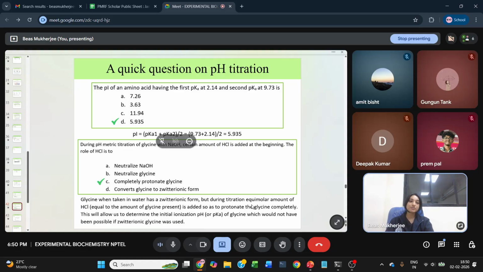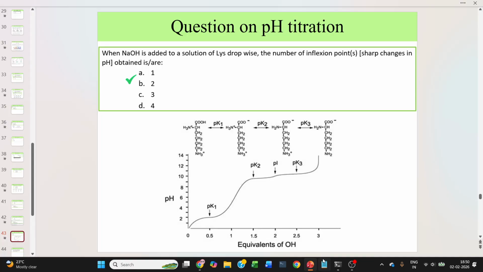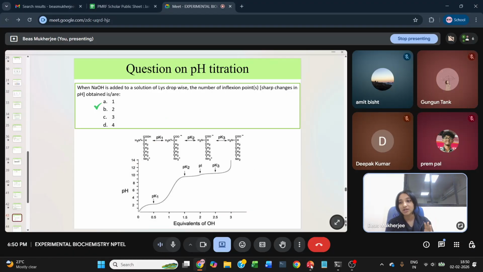Then as you change the pH, the titration curve is going to form. Now, the answer is already given, but we'll at least look at the question. This is the titration curve. Equivalence of OH: OH is added and the pH is increased. Initially it has the COOH group, then as you keep increasing, first pK1, then pK2, then pKr, the different groups.